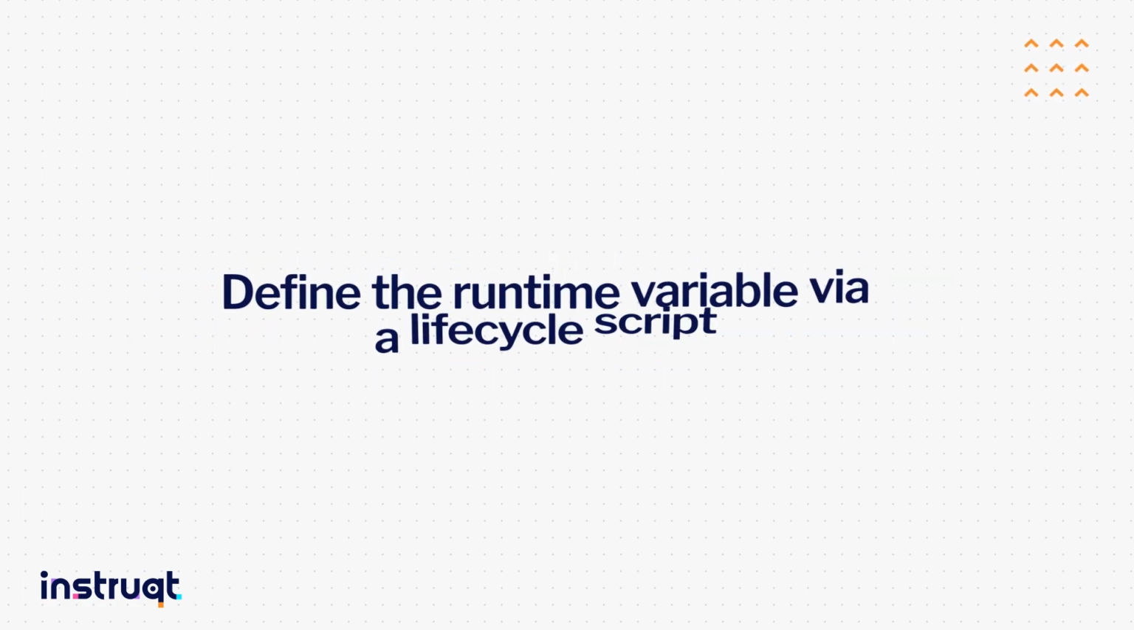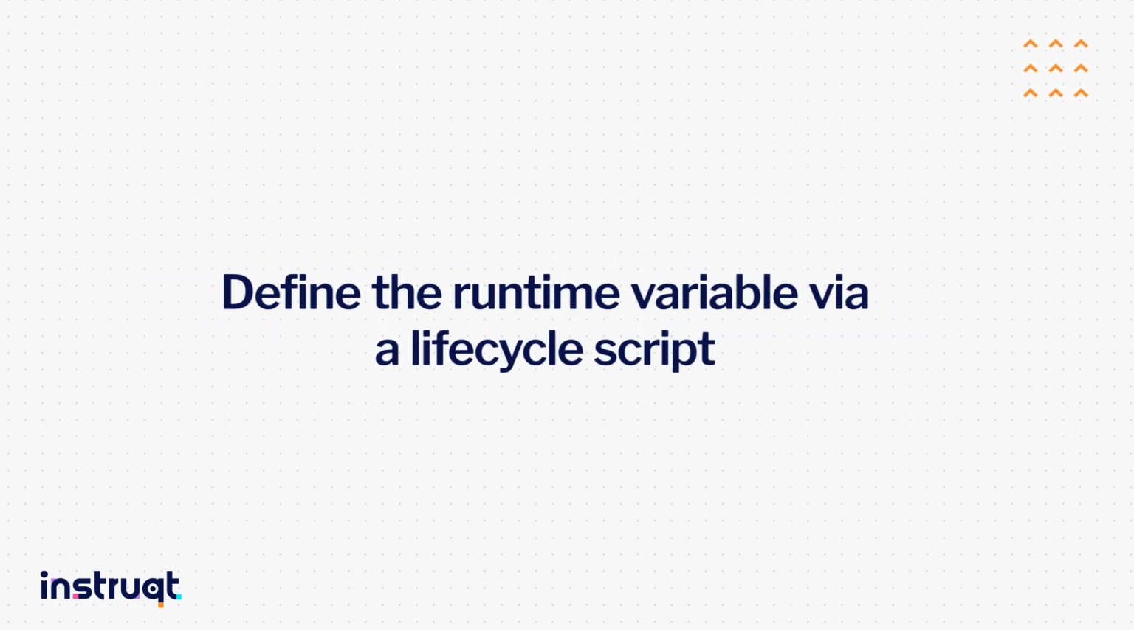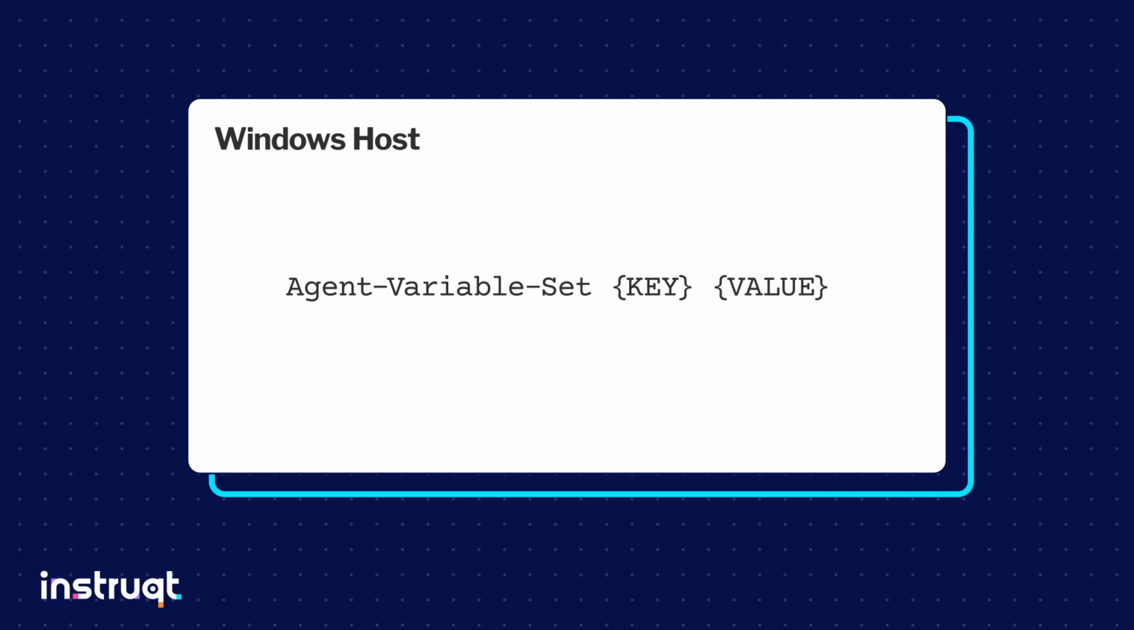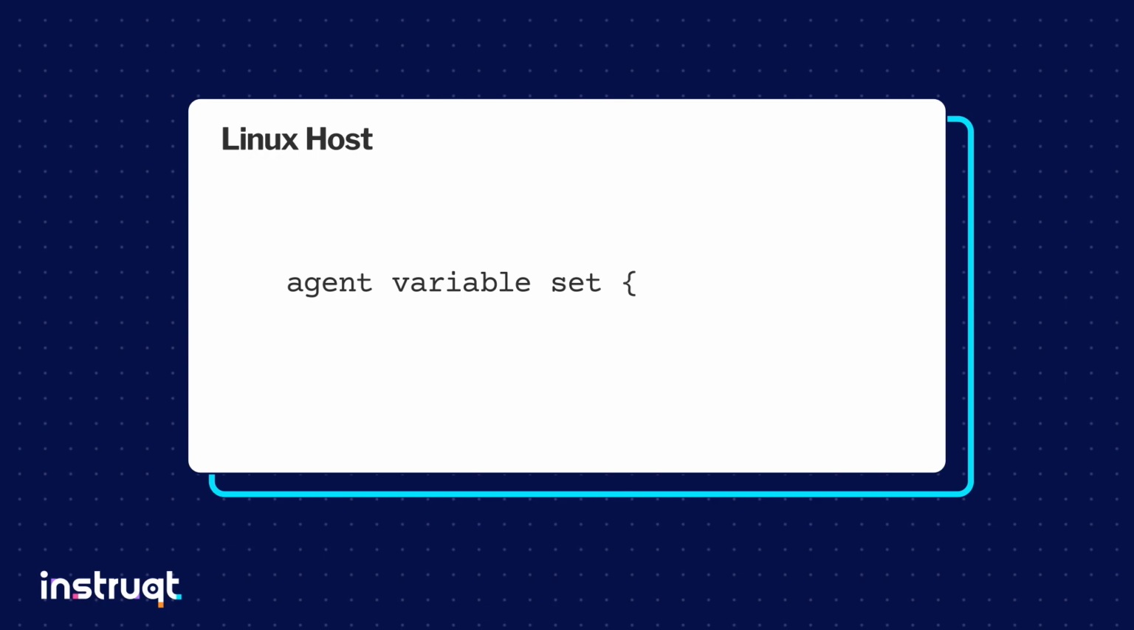First, we'll need to define our runtime variable via a lifecycle script. To do this on a Linux host, we will use the following command. For Windows, the command looks like this. Let's take a look at this command a bit further before we carry on.